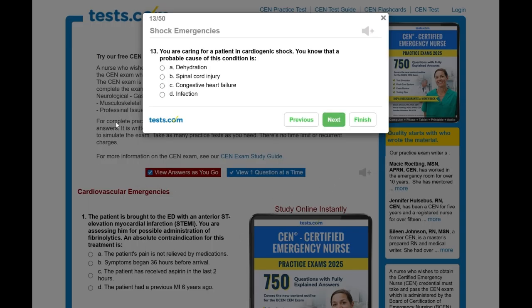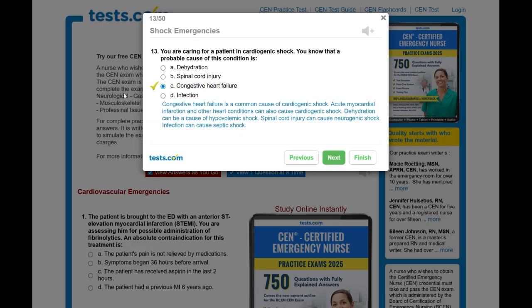Question 13. You are caring for a patient in cardiogenic shock. You know that a probable cause of this condition is A. Dehydration, B. Spinal cord injury, C. Congestive heart failure, D. Infection. C. Congestive heart failure. Congestive heart failure is a common cause of cardiogenic shock.